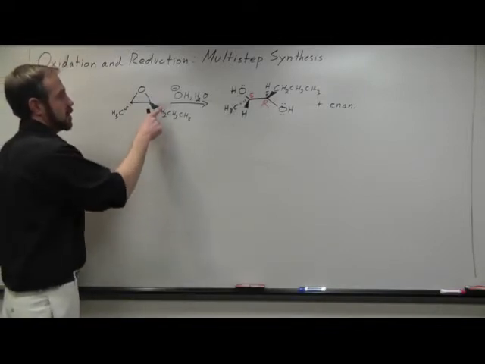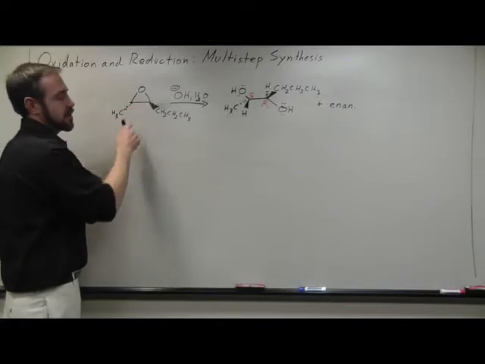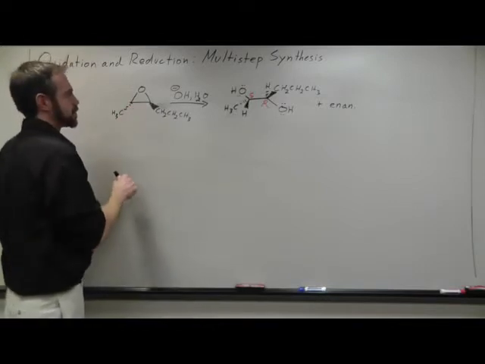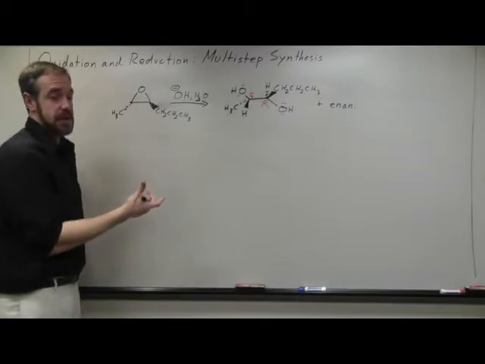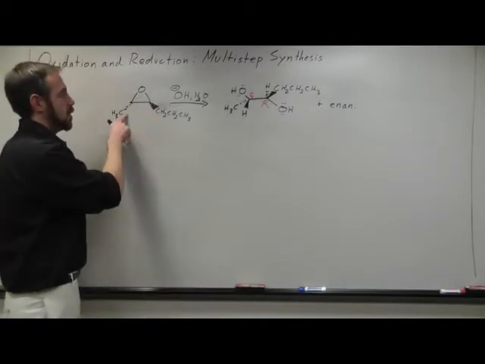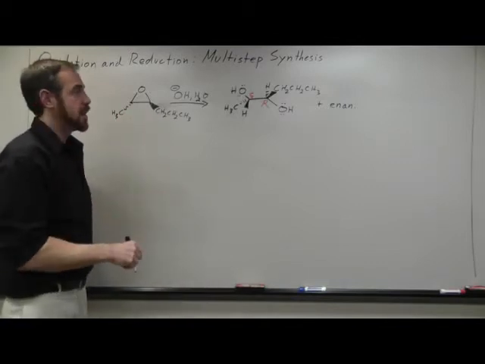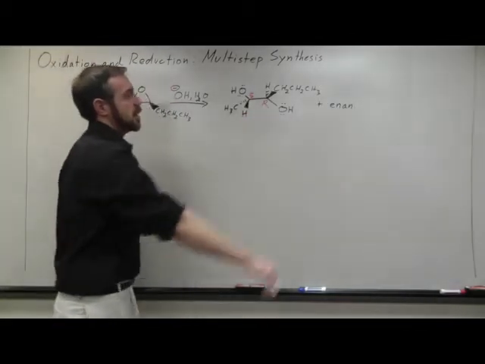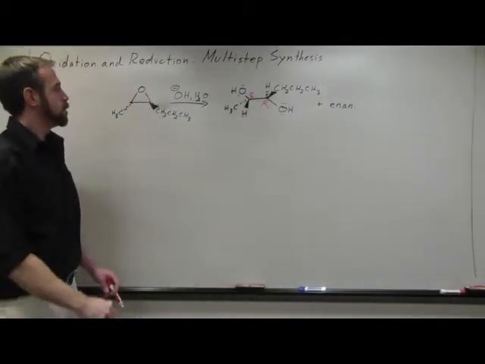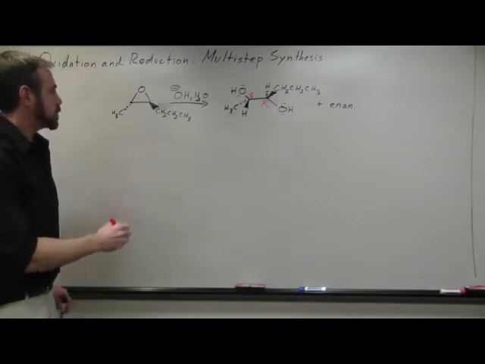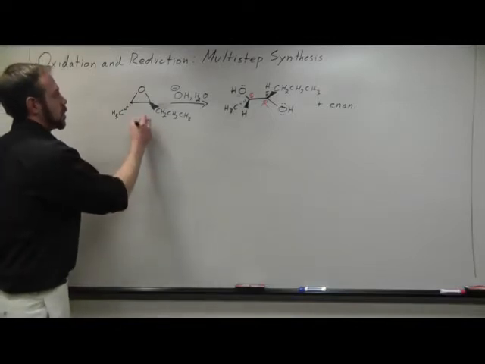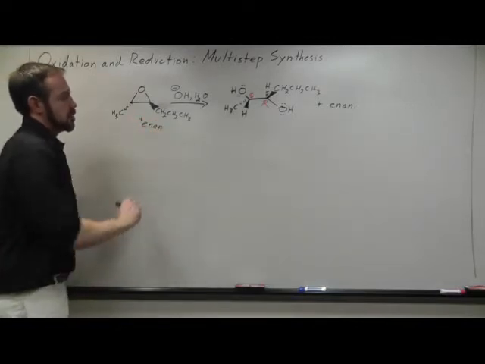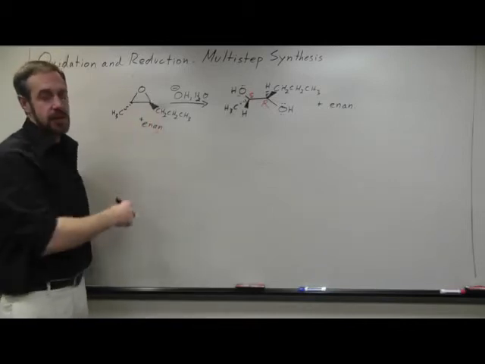When attack does occur at either carbon, since they're about equally substituted, we'll get trans alcohols, and these groups will also remain trans to one another. And so we'll get this mixture of potential products, as long as we have a mixture of enantiomers here.